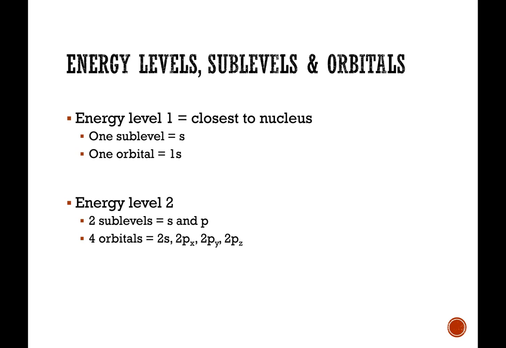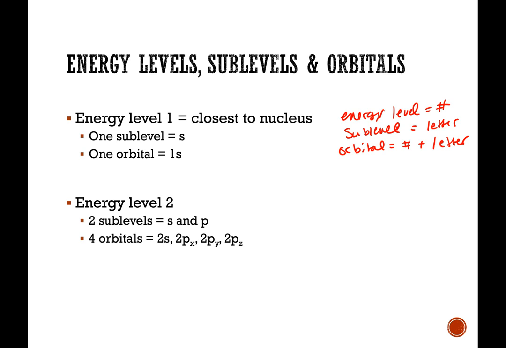So energy level 1 is closest to the nucleus. It has one sublevel, S. It has one orbital, the 1s orbital. So energy levels are given a number. The sublevels are given a letter. And then the orbital is the number plus the letter. It's kind of the address of the electrons, if you will. Like your address has a number and a street, right? So it's kind of the same thing.